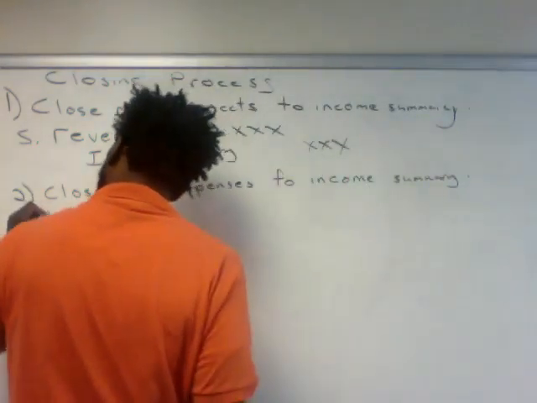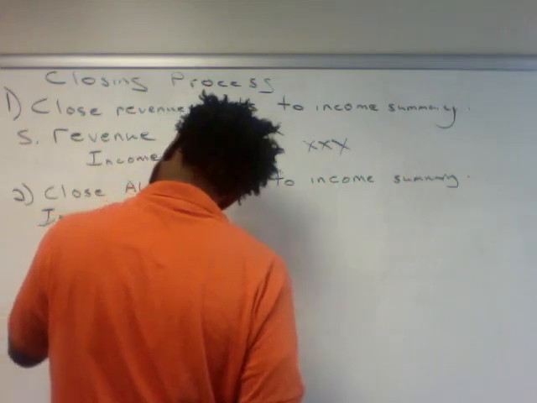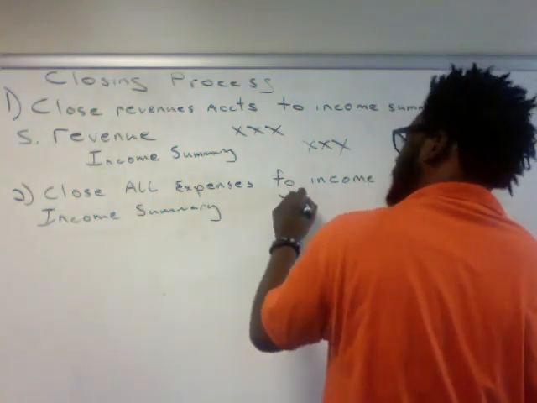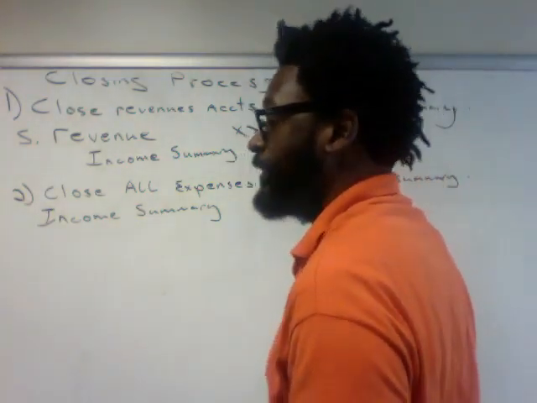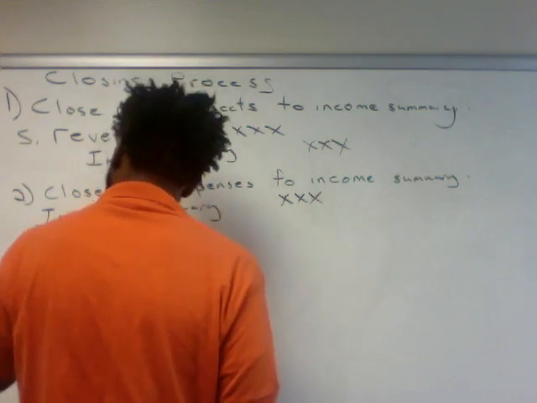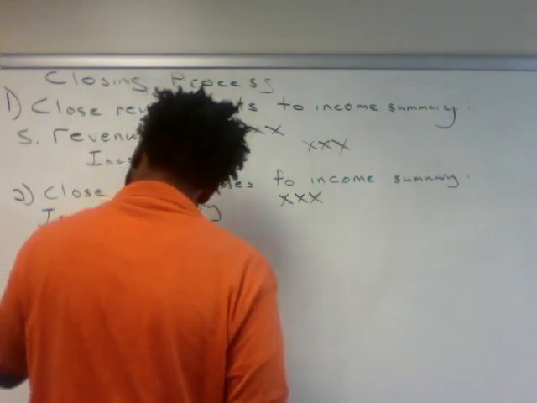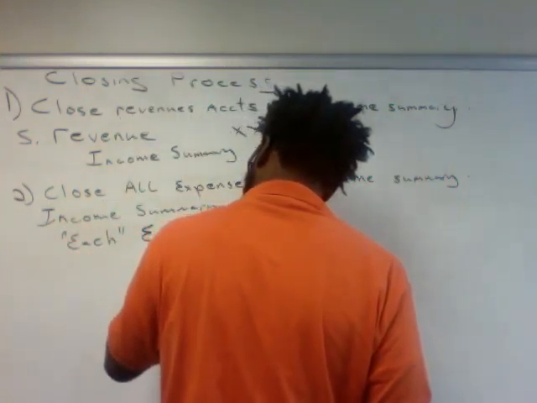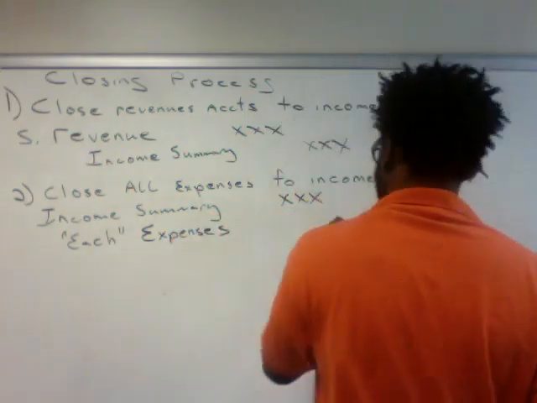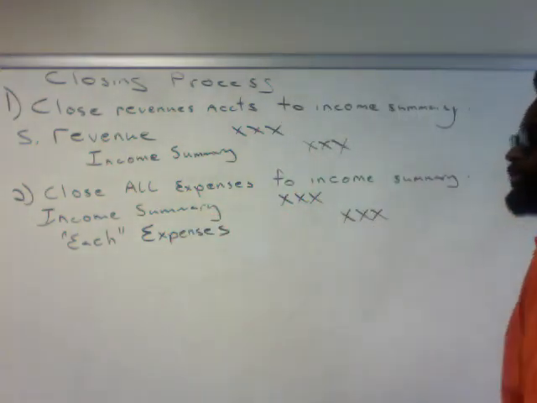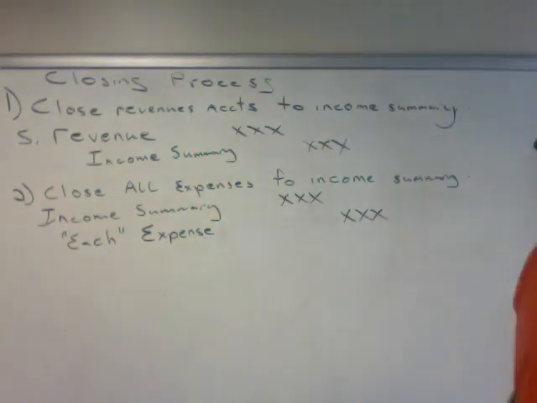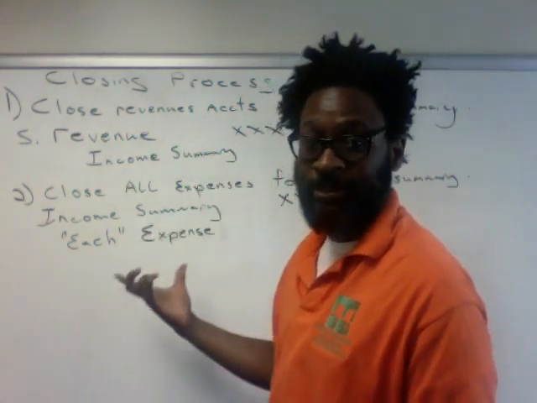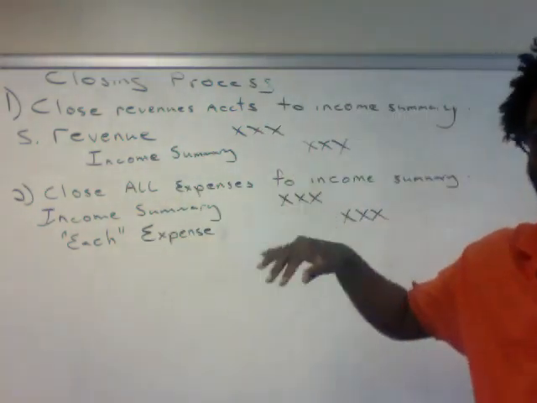So what do you guys think we're going to debit in terms of closing out expenses? Obviously, income summary. So you debit income summary for whatever the amount is of the total expenses. And I'm going to write the word each expense because it's letting you know each expense needs to be closed out. All right? So whatever each expense is, it needs to be closed out. Okay? Your next step. This is obviously, guys, your template that you can use to understand how the process should look.